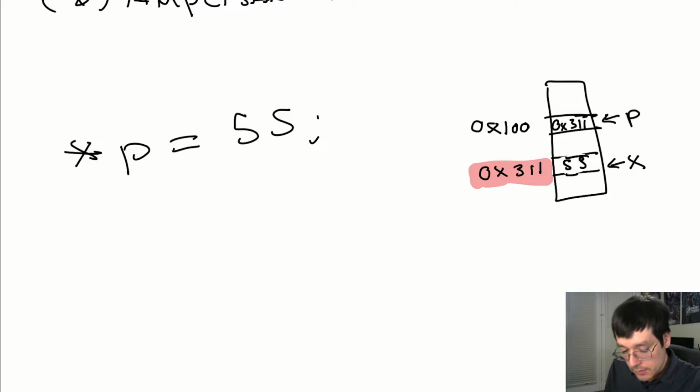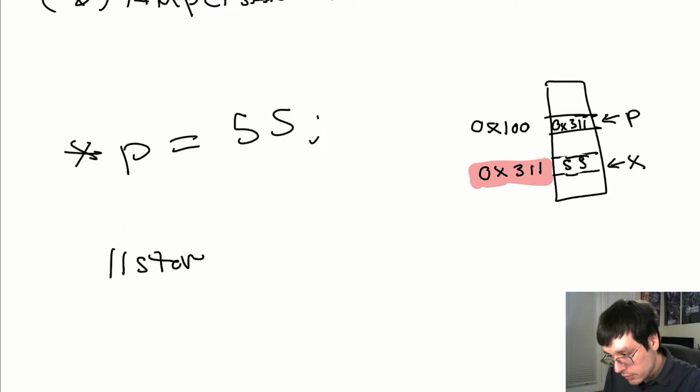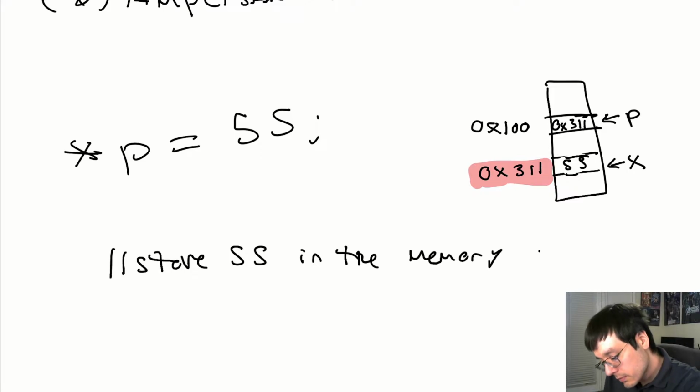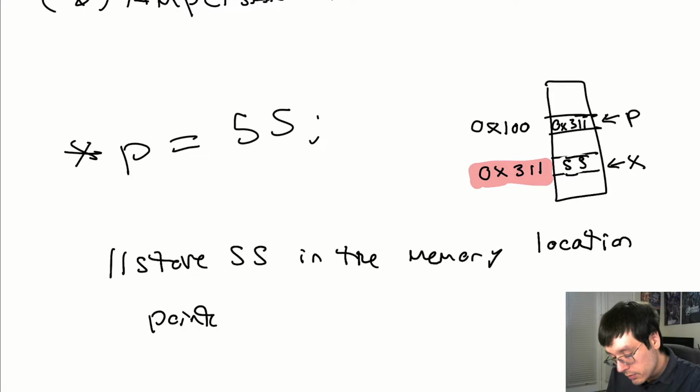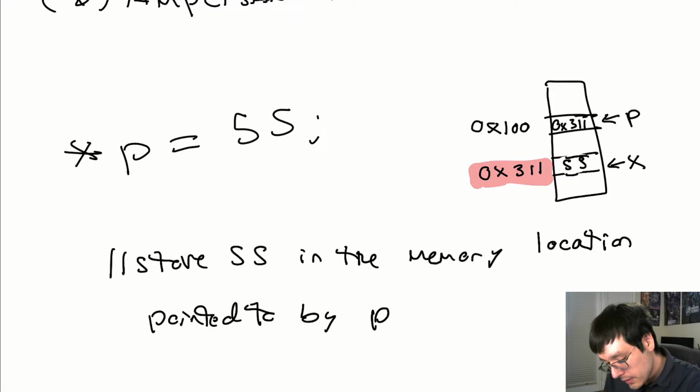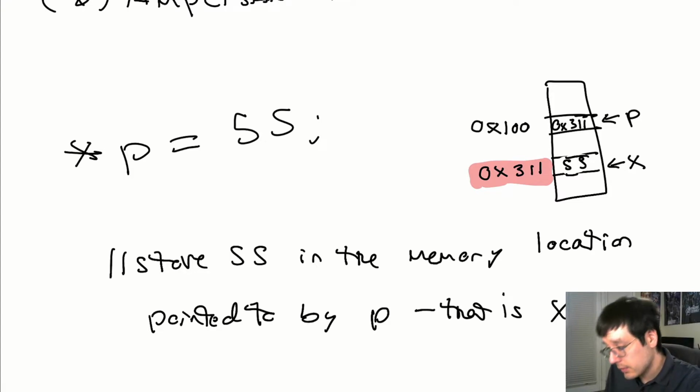Okay? So again, this is going to go ahead and store 55 in the memory location pointed to by P, which happens to be X. Okay?